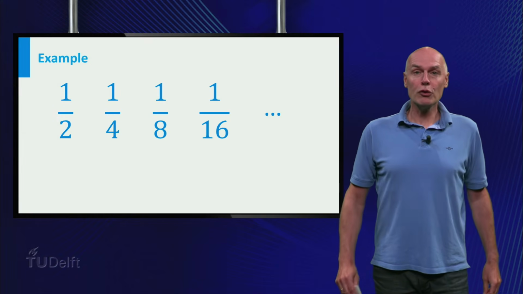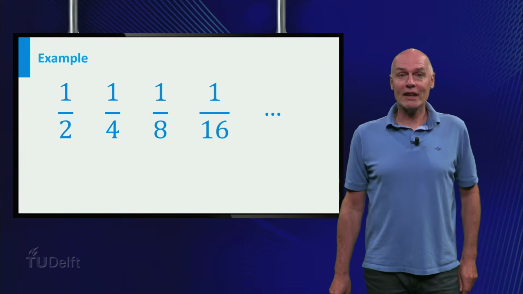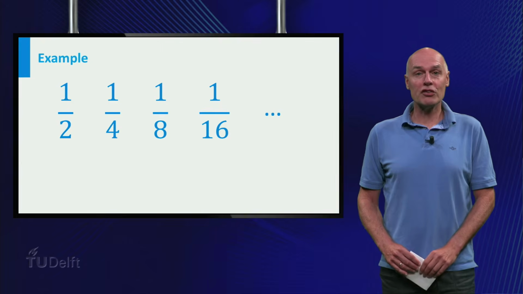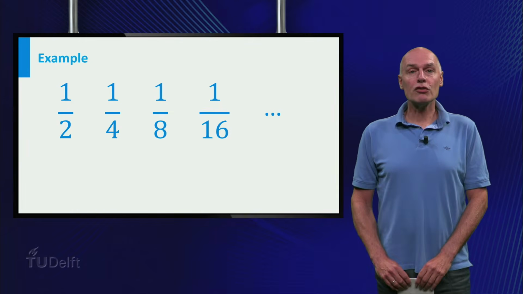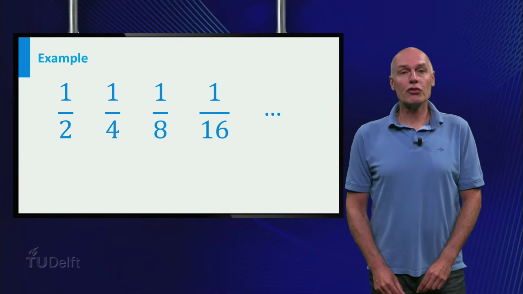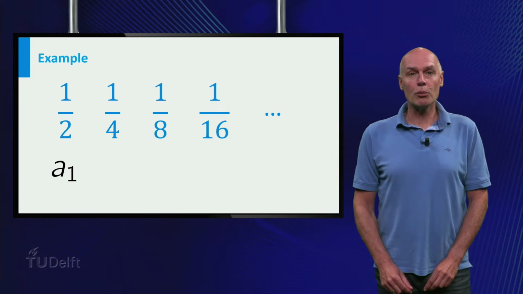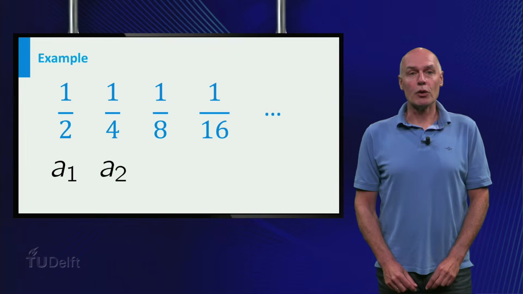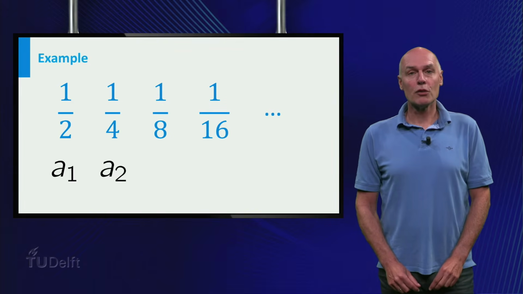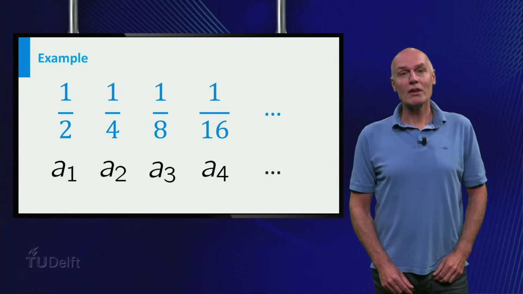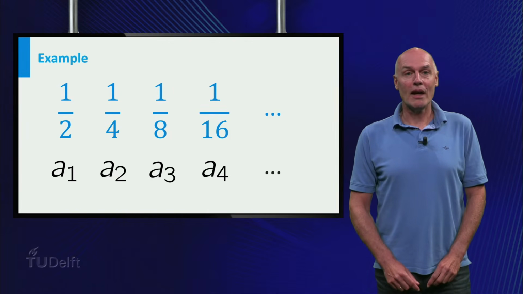If I would continue folding like this, it's clear that the next reduction factor is 1 over 8, followed by 1 over 16, and so on. Such a list of numbers is called a sequence. The first term is denoted as a sub 1, the second term as a sub 2, the third as a sub 3, and so on. In general, the nth term is denoted as a sub n.